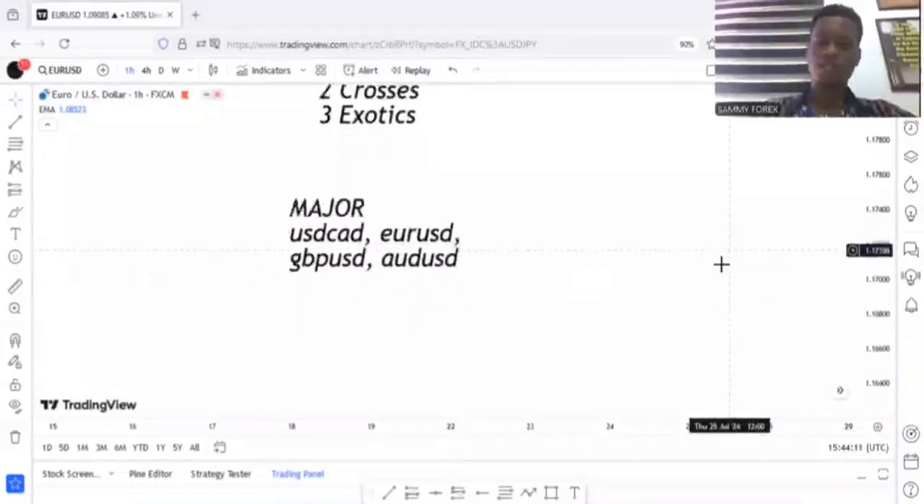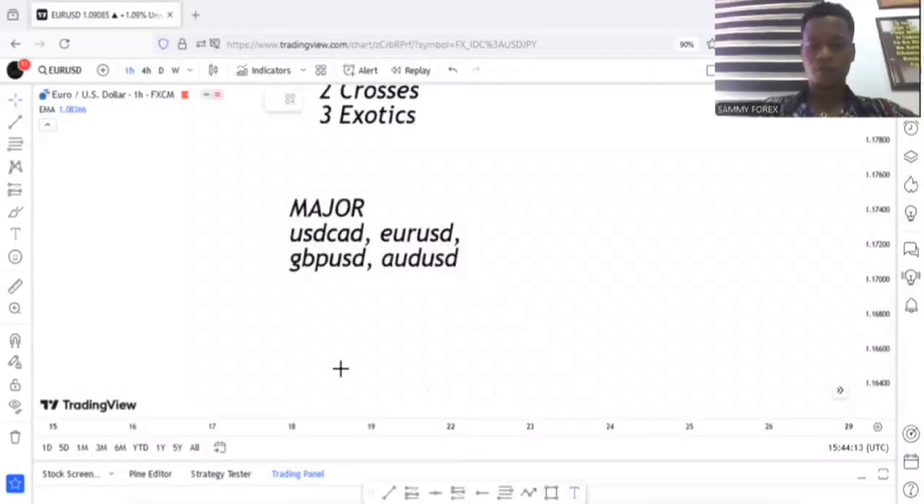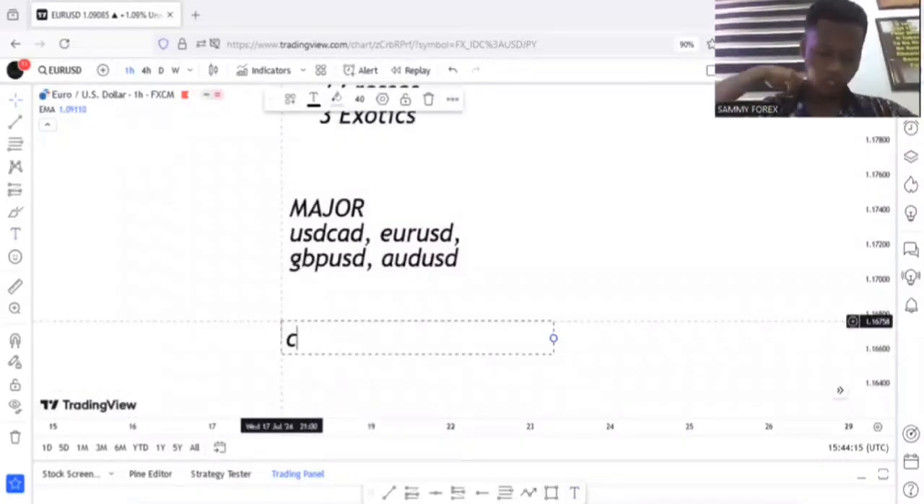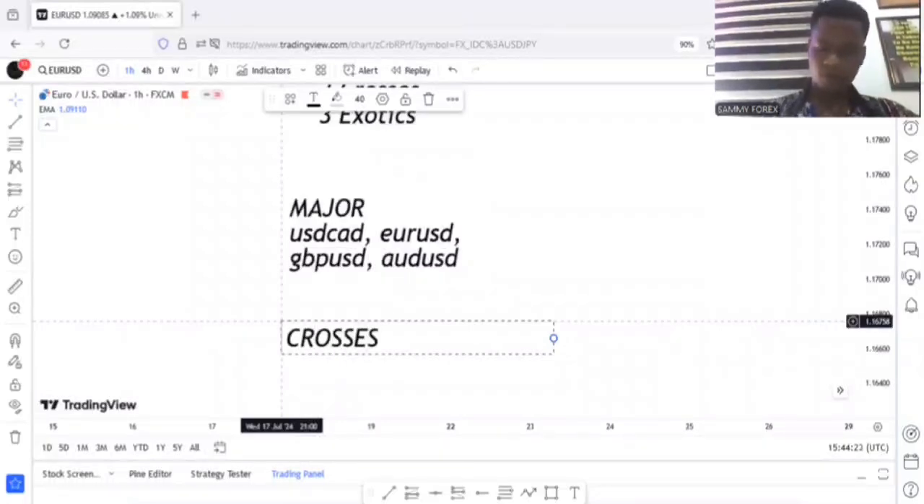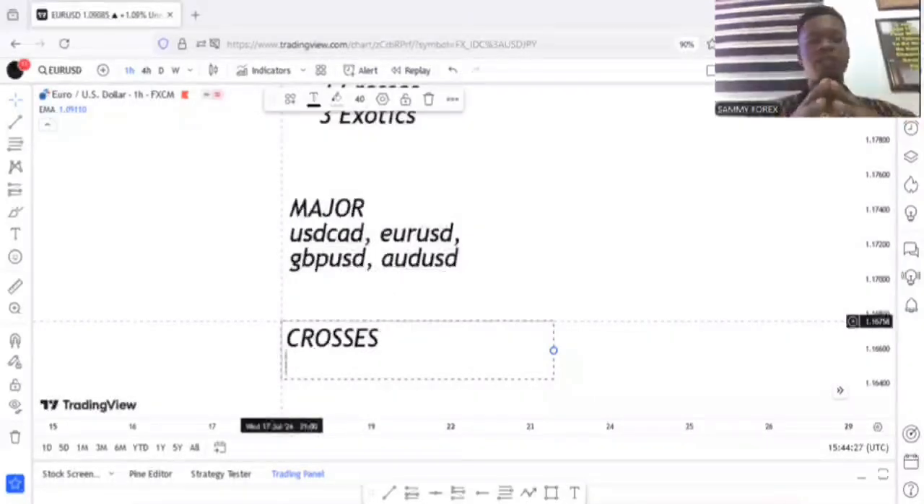Then we have the crosses, which is number 2. Let me use a capital letter on this: Crosses. The crosses are those currency pairs that don't include the USD at all.